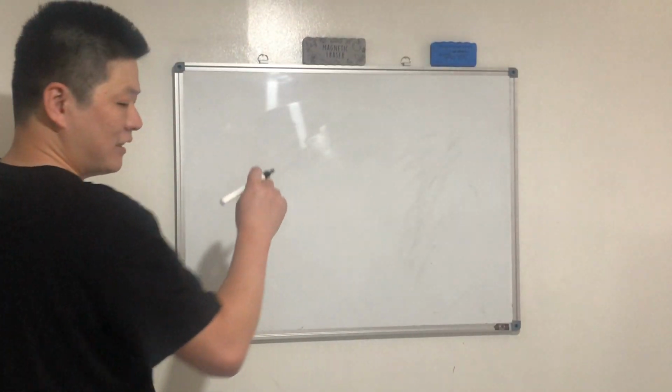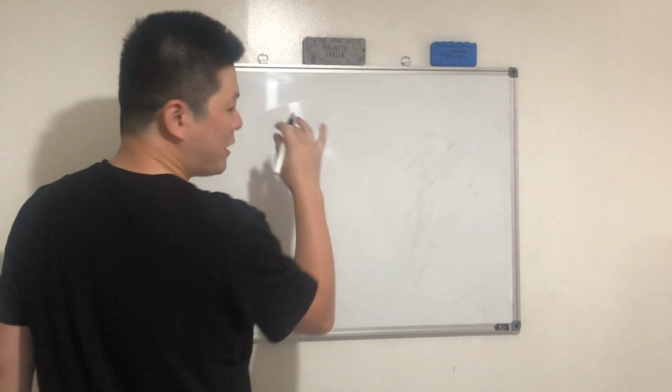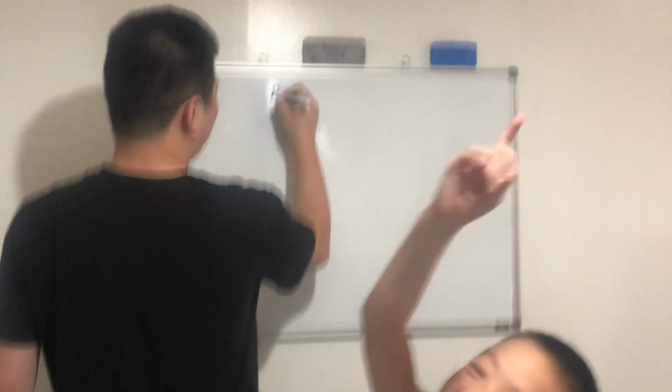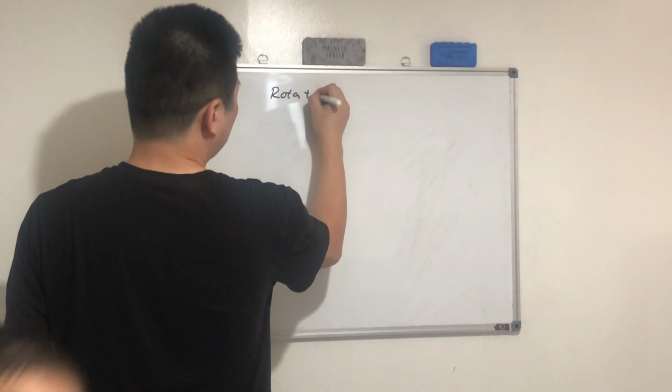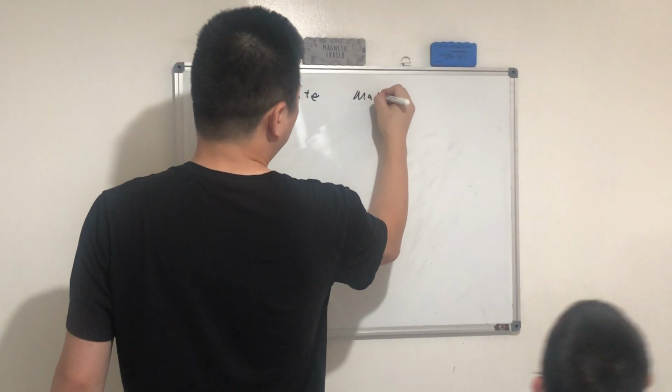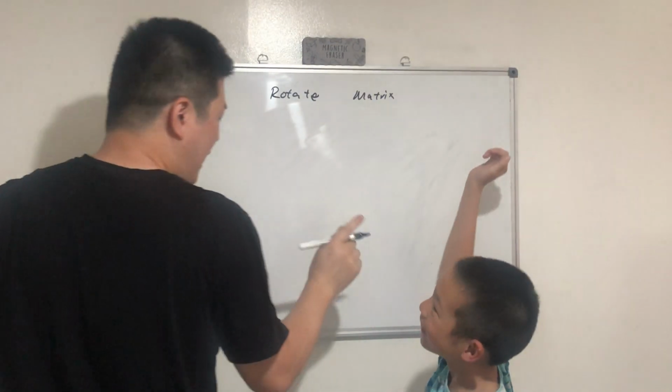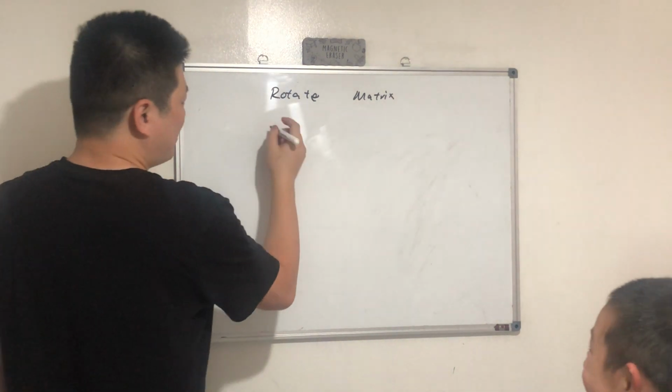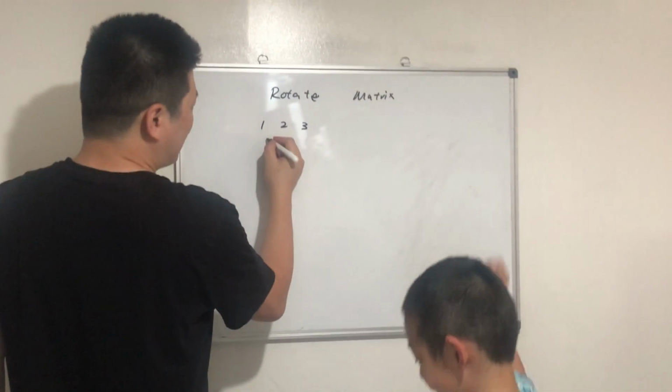Good. And today we're going to talk about rotating images. Rotating an image means a 2D matrix. Rotate the matrix. Give me an image, please. So 1, 2, 3. That's the matrix.